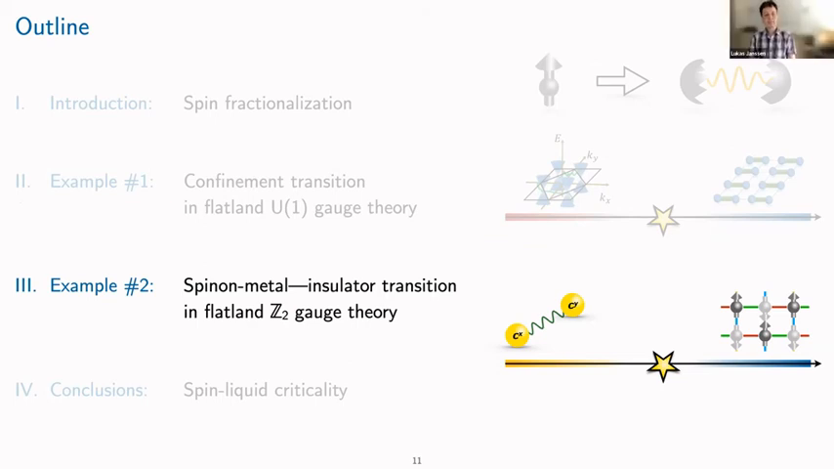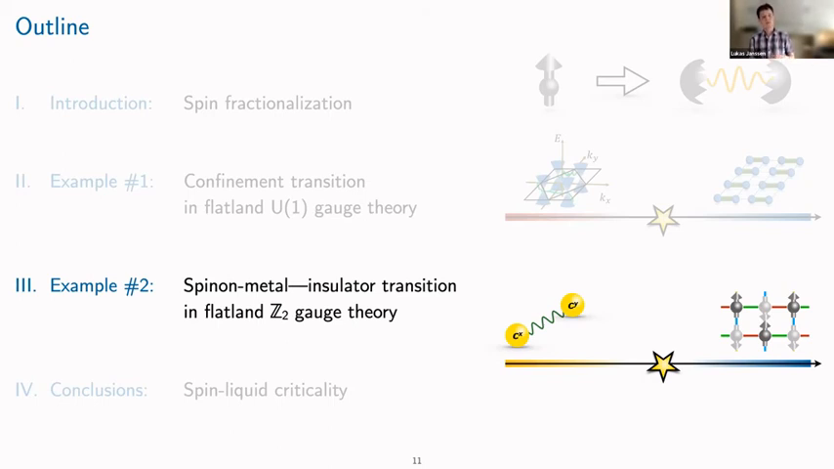So in the second example, now I'll describe a transition between a spinon semimetal with emergent Z2 gauge field and a long-range ordered magnetic state where the spinons are gapped but not confined. So this is in a sense a spinon semimetal-insulator transition. It's not a confinement transition.